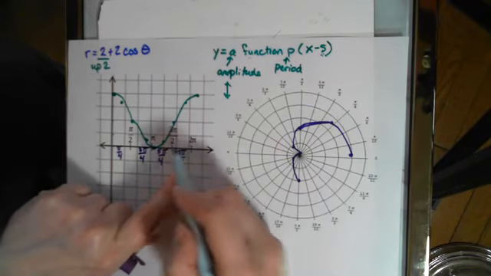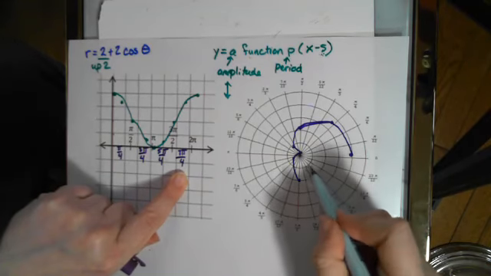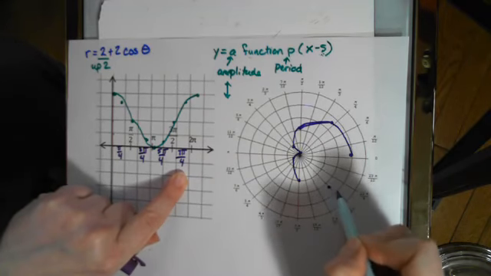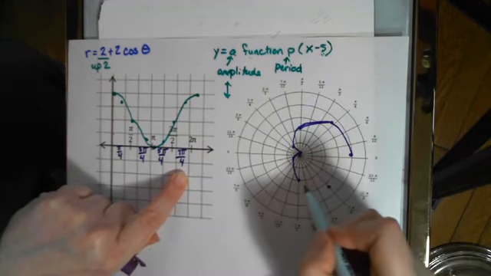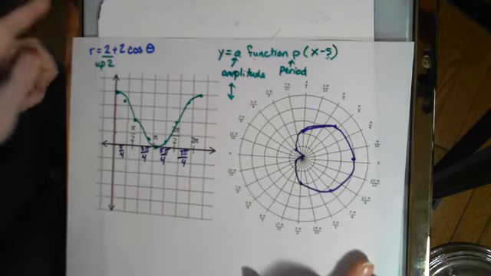7 pi over 4 is going to be 1, 2, 3, and a little. So right here is 1, 2, 3, and a little. And then we're back to our value at 0. It's going to be about like that. Okay.